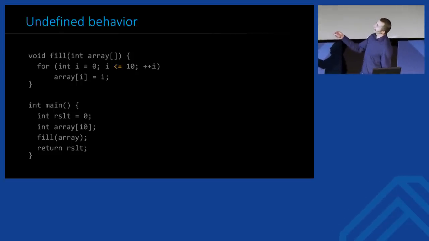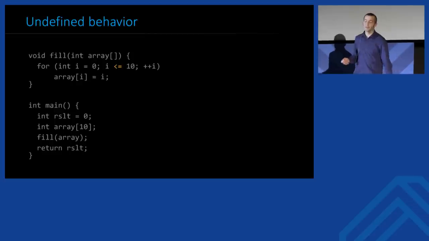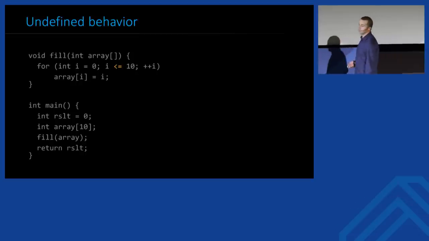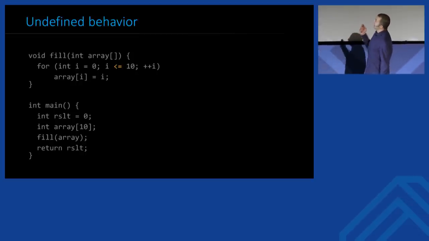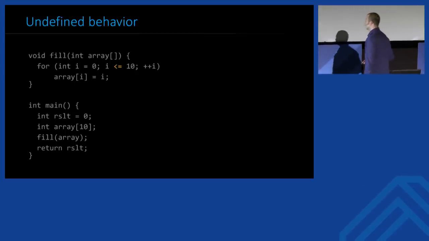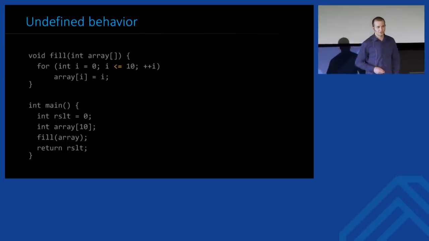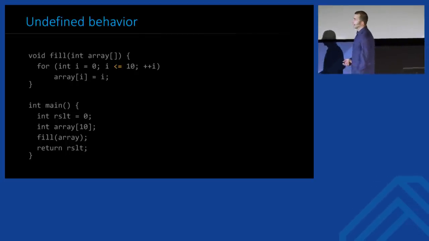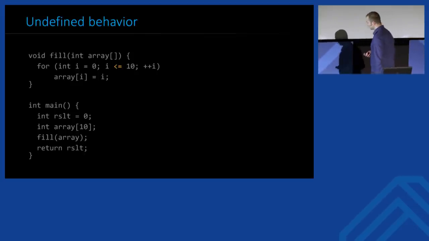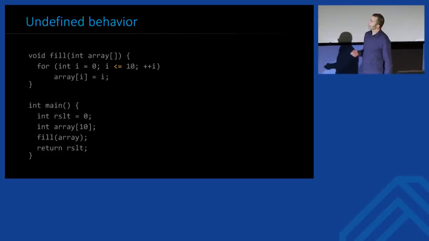Then function fill fills the array with consecutive integers. But I have an undefined behavior here. I am indexing one element too much. It was supposed to be i less than 10, it's i less than or equal to 10. I made a typo. And we have undefined behavior. If we compile this code with GCC, with all optimizations disabled, it runs fine, it doesn't crash, it returns 10. And the reason it's doing that is because of how memory is laid out. The memory required for this result is allocated just after the array.